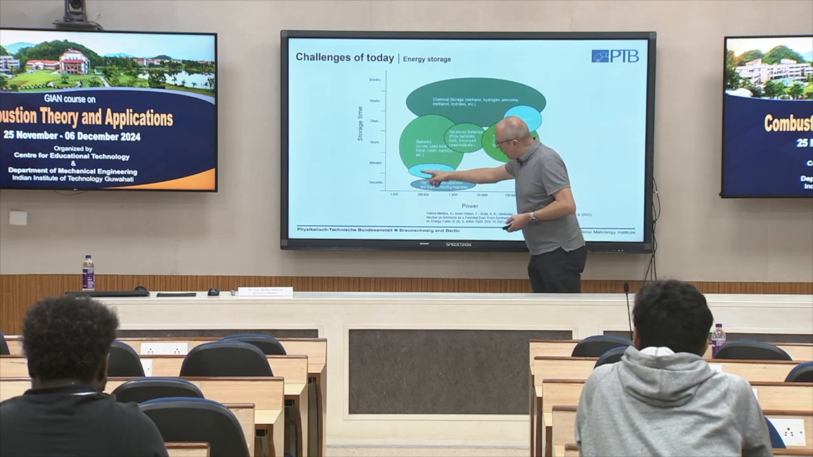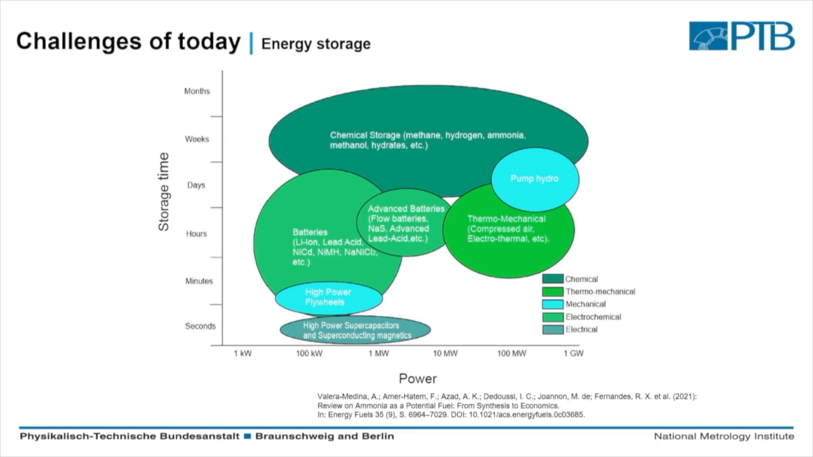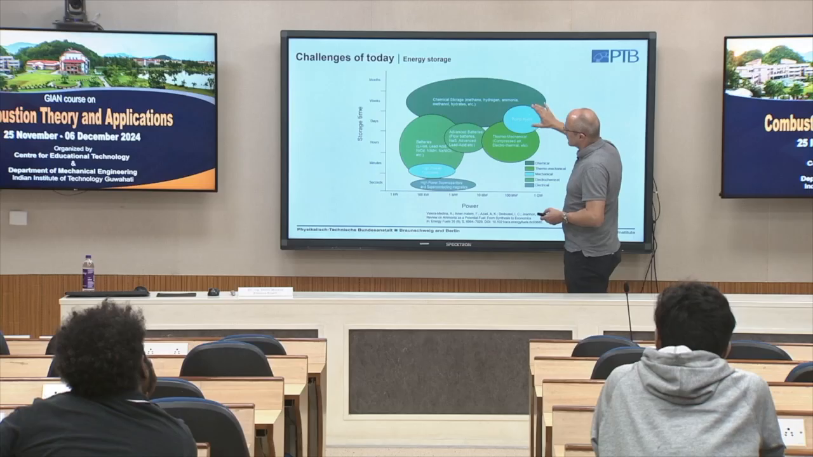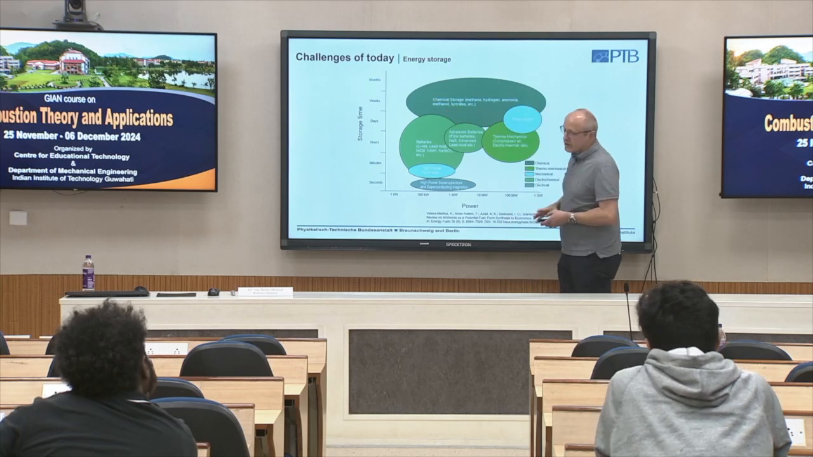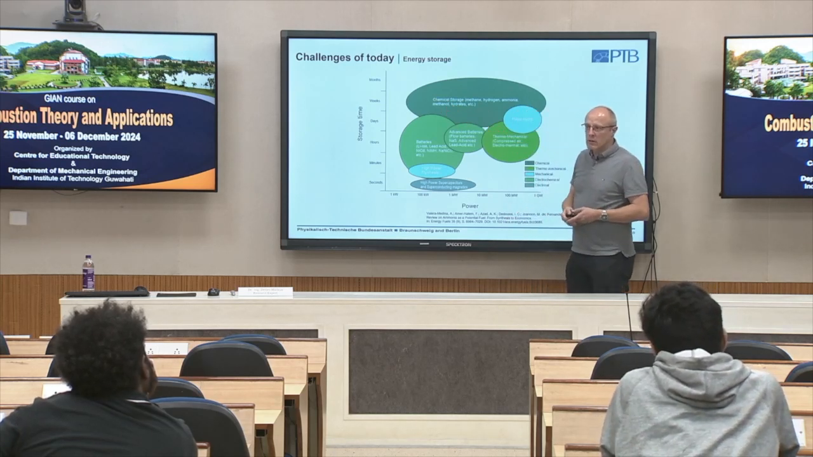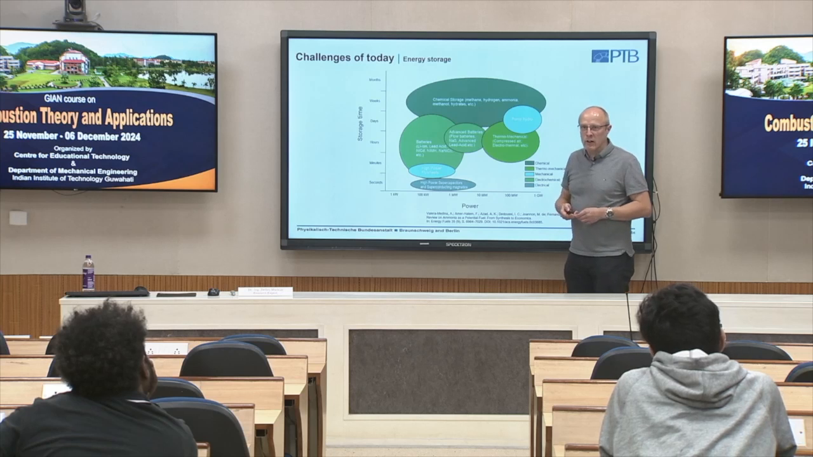But also we have very short storage systems, so high power flywheels. So batteries are quite good, but of course the costs are also quite high, so we can use it maybe for smaller quantities of energy, but not for gigawatt. So finally, I don't know why pump hydro is also in time not higher here, but chemical storage means we can store large quantities of energy for a very long time.